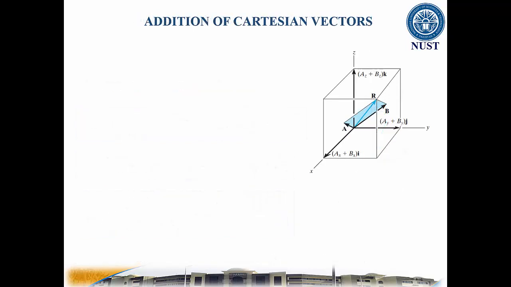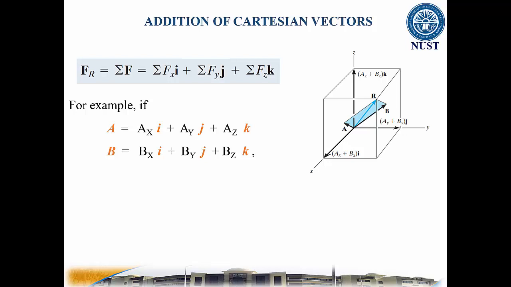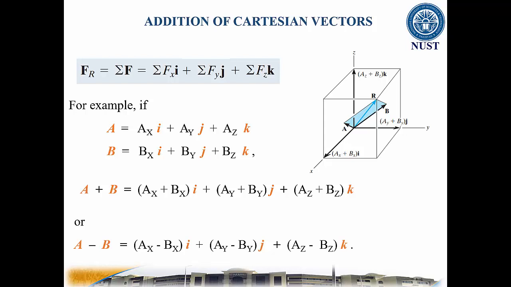Once individual vectors are written in Cartesian form, it is easy to add or subtract them. The process is essentially the same as when 2D vectors are added, such as the resultant force vector Fr equal to the summation of all forces, which is further equal to the summation of all x components plus y components plus z components of the force. For example, if there are two vectors, A equal to ax plus ay plus az, and vector B equal to bx plus by plus bz, adding them up will give you ax plus bx in the i direction, ay plus by in the j direction, and az plus bz in the k direction. Similarly, subtraction can also be carried out.